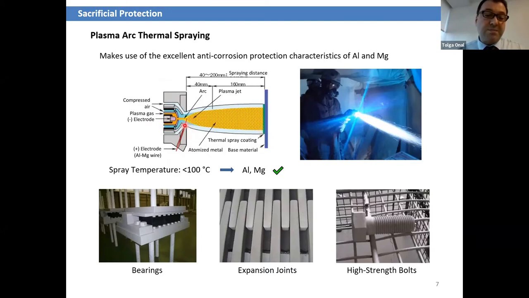The melted material is sprayed to the surface, and the spray temperature is less than 100 degrees Celsius. Various metals can be sprayed with this technique, including zinc, besides aluminium and magnesium. But as the spray temperature is not so high, aluminium and magnesium are preferred. And plasma thermal spraying can be used on various surfaces, like bearings, expansion joints, and even high strength bolts, because the temperature is not high.